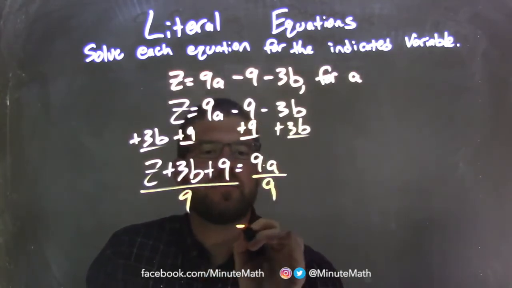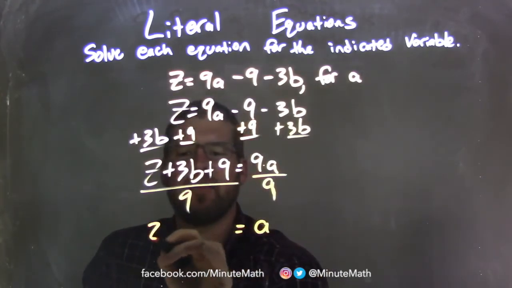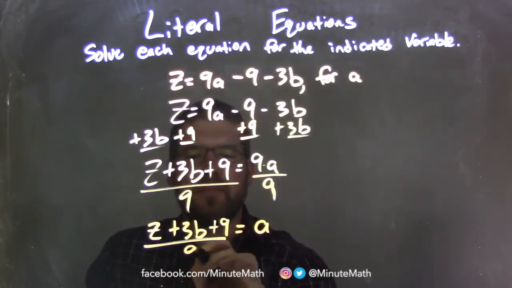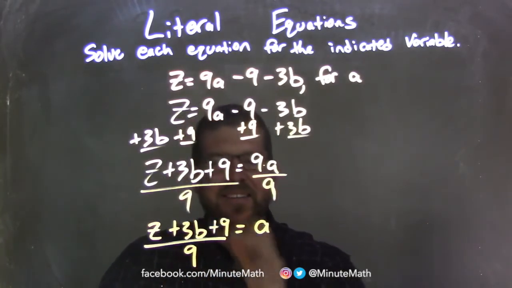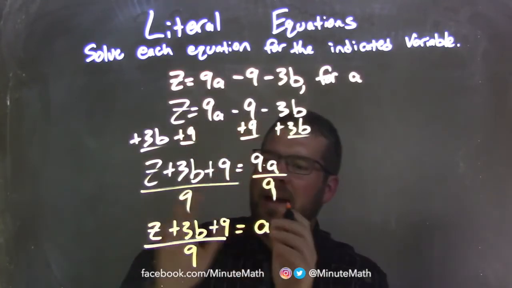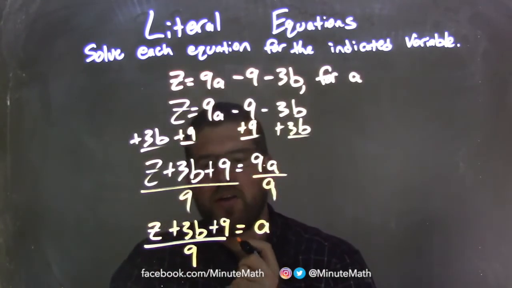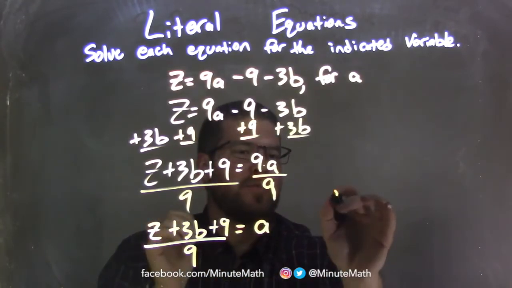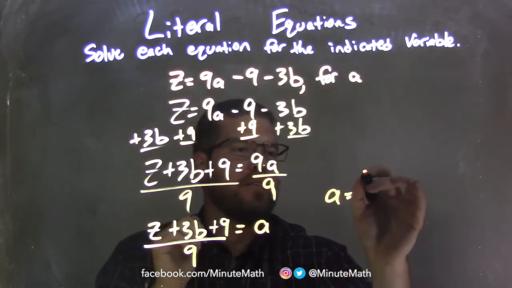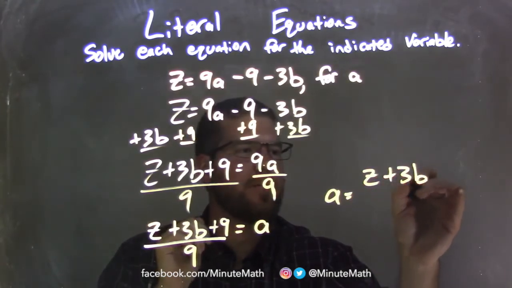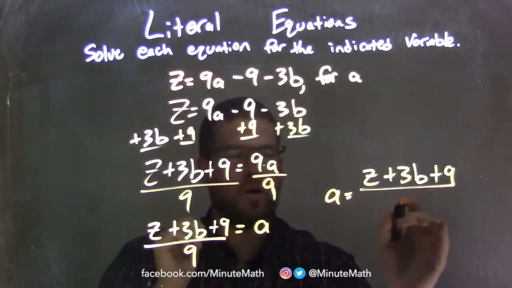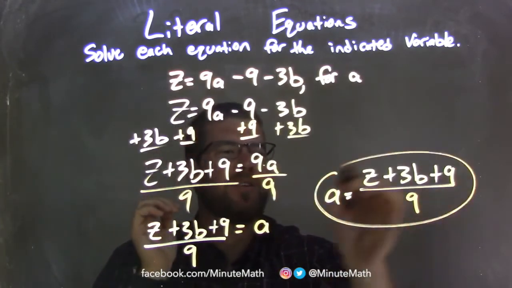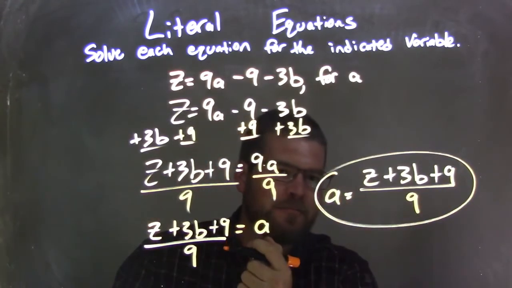Okay? So we're left with a by itself here, and I have z plus 3b plus 9 all over 9. And there we go. We have a isolated. It's fantastic. It's by itself, and it's equal to z plus 3b plus 9 all over 9. Now, I want to rewrite this with the a coming first, because it looks a little nicer. So I'm going to write it out like this: a equals z plus 3b plus 9 all over 9. And there we go. That is our final answer. It looks nice and neat and fantastic.